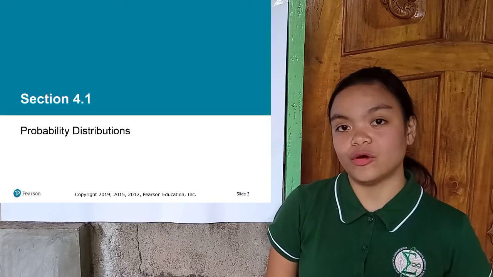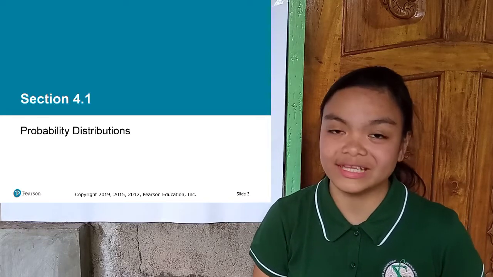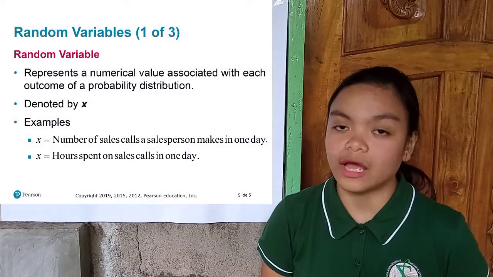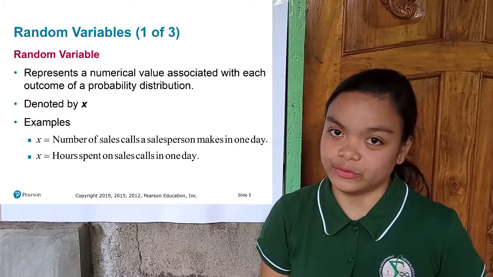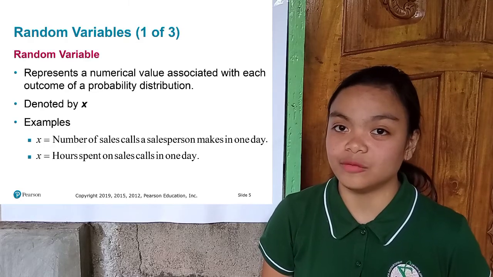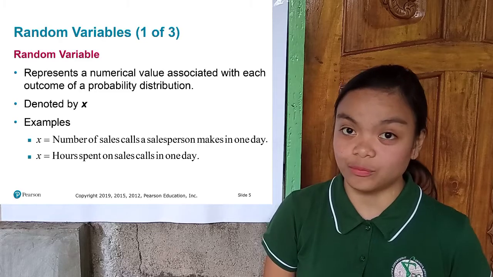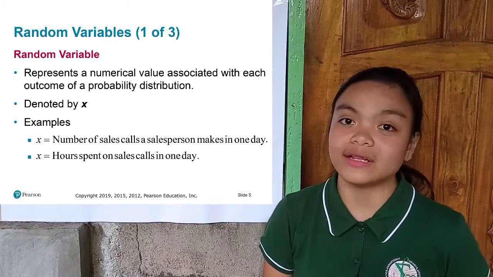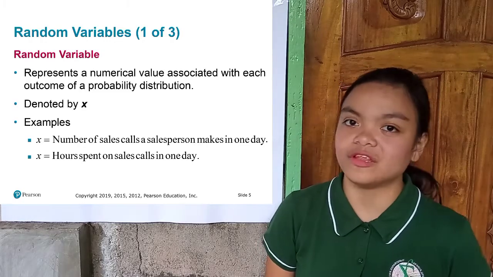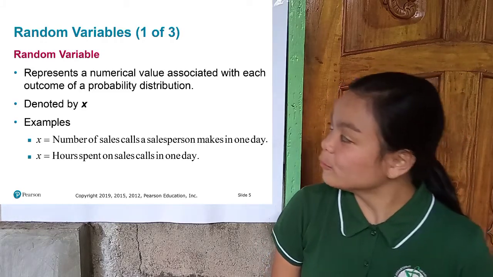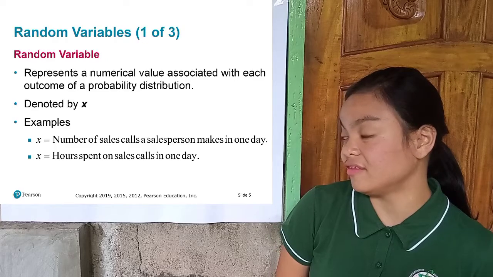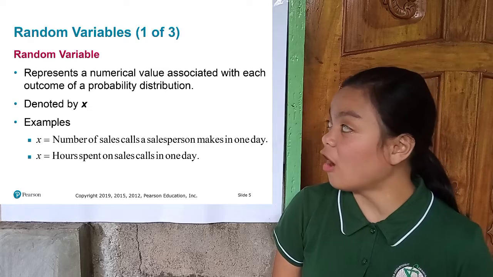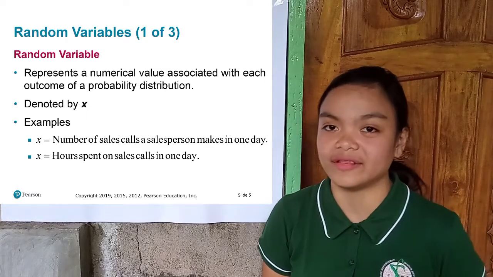The first thing you need to know in order to understand probability distributions is what a random variable is. Now, a random variable is a variable that represents a numerical value associated with each possible outcome of a probability distribution. It is denoted by the letter x. Examples of this would be X is the number of sales calls a salesperson makes in one day. And another example is X is the number of hours spent on sales calls in one day.